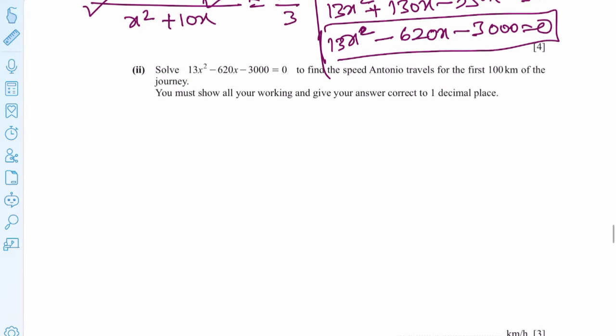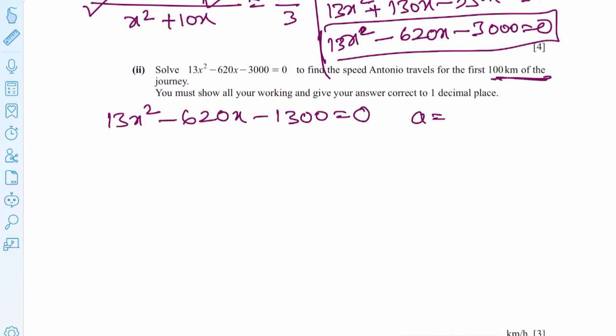Solve this equation to find x. Find the speed the person travels in the first 100-kilometer journey. X we need to find out. Easy. This is a question of using the quadratic formula. So when we have 13x squared minus 620x minus 3000 equals to 0, a equals to 13, b equals to minus 620, and c equals to minus 3000.